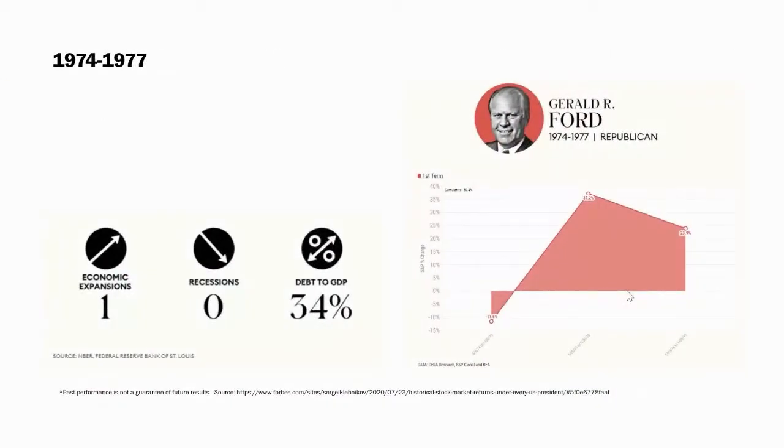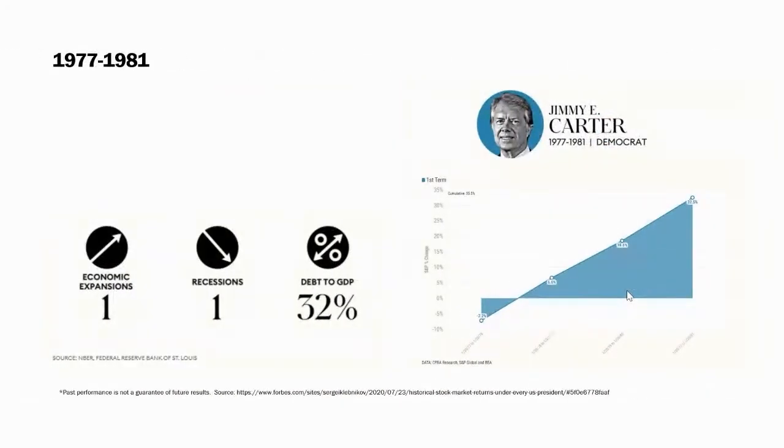Then bring on Gerald Ford. We have an economic expansion, so coming back from some of those things that we mentioned, debt to GDP at 34%. You could see the market was pretty positive there in a couple different years. So ultimately, what that leads to is a net cumulative return of 50.4%. So still pretty good. And now we transition 1977 and 1981.